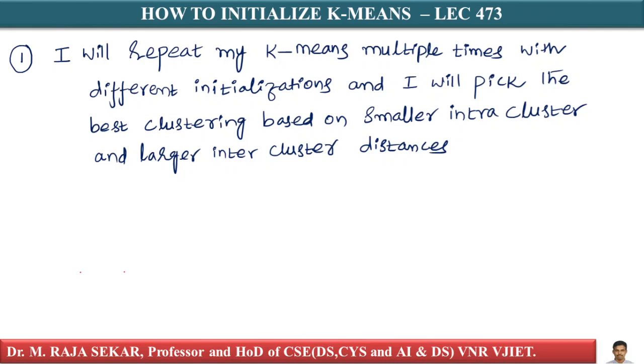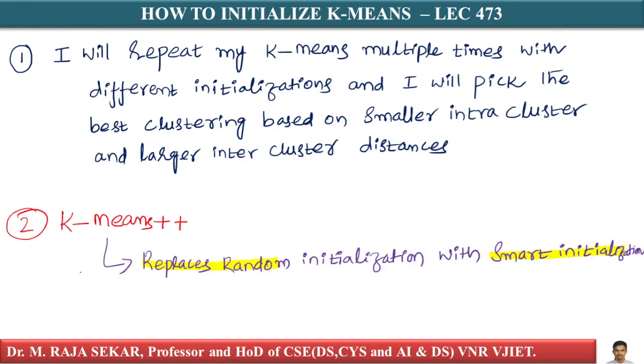The second way, very interesting, is called K means plus plus. The name comes from the fact that C is a very popular programming language, and C++ is the updated version of C. Similarly, K means plus plus is the updated version of K means.